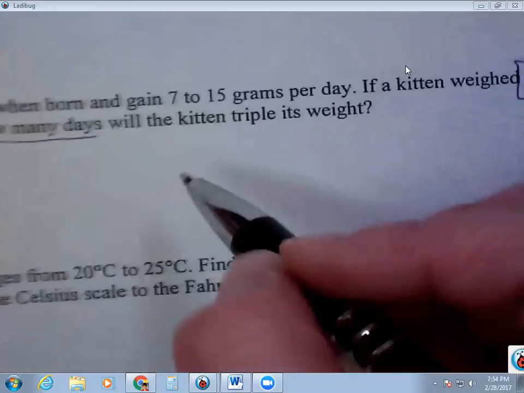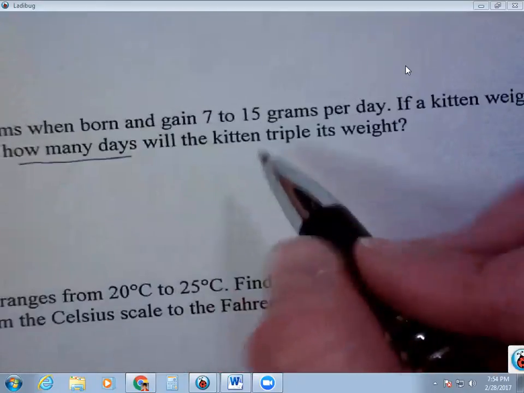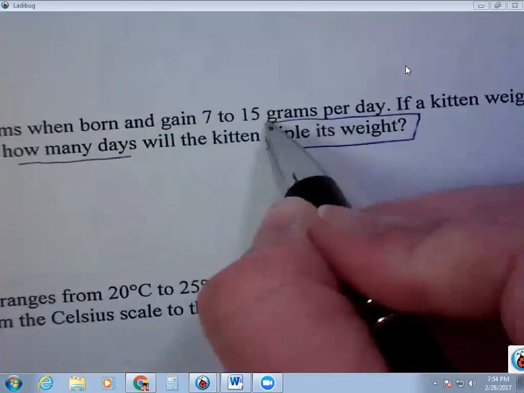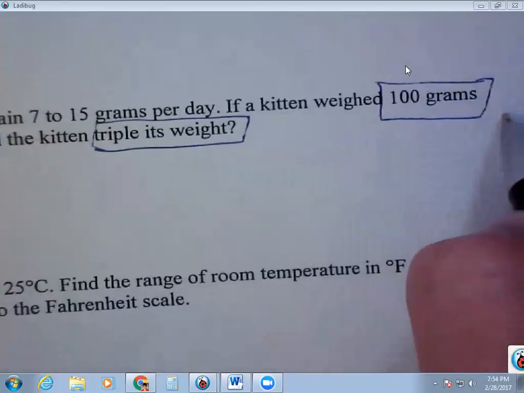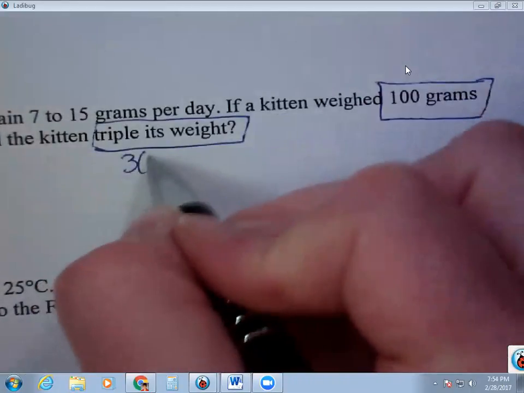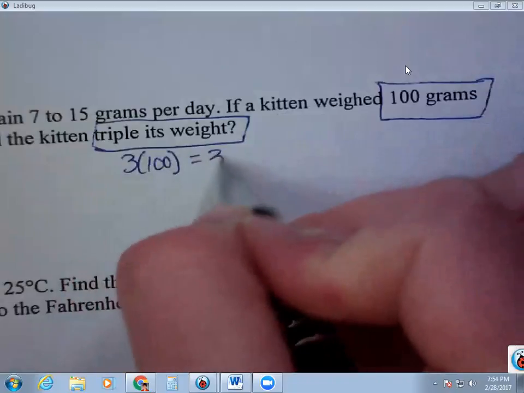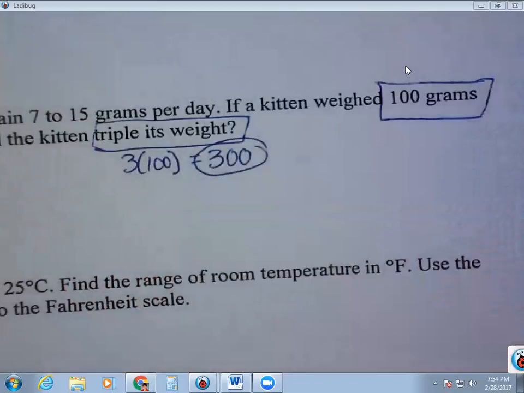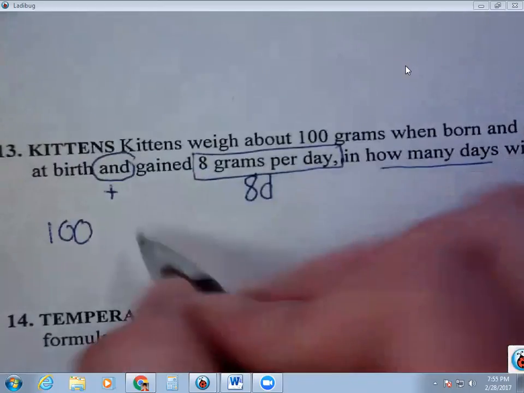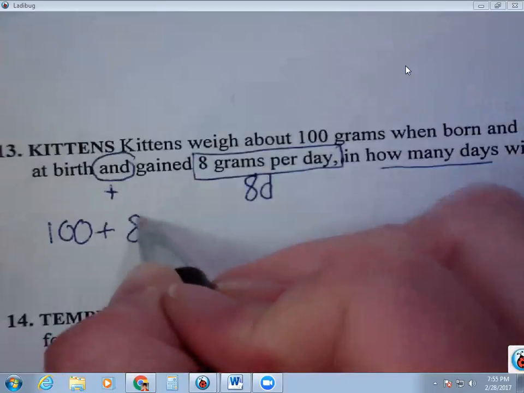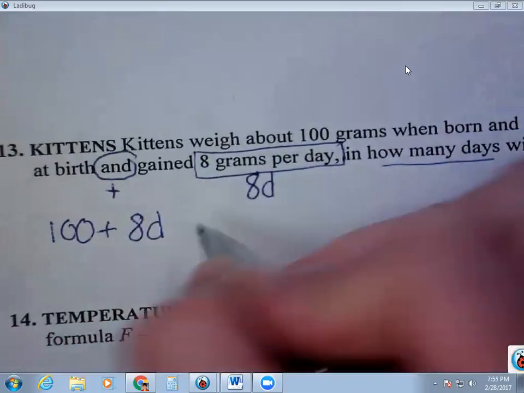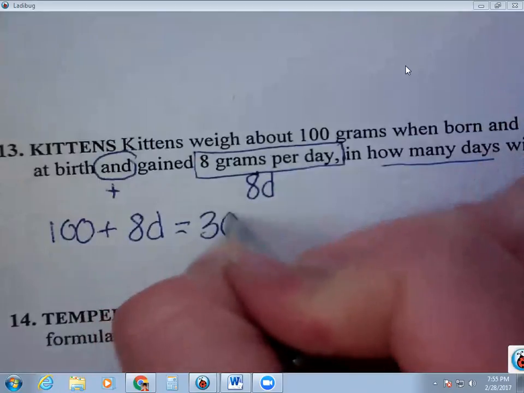And then how many days will the kitten triple its weight? How much did it weigh in the beginning? Well, it weighed 100. So triple its weight is 3 times 100, which is 300. So we've got a couple of things. We've got 100 grams. So let's write that down. 100. And they're gaining 8 times d. And that's going to equal 300.